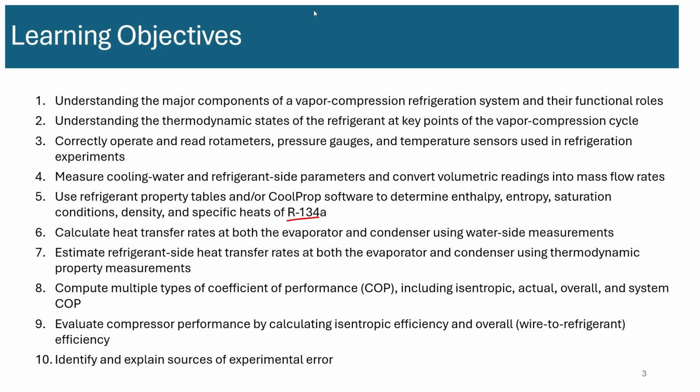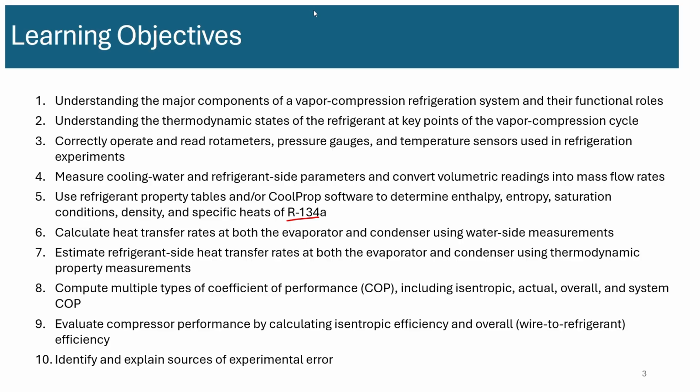Calculate the heat transfer rate at the two heat exchangers, the evaporator and the condenser, on the water side using the water side temperature measurements and the flow rate measurements. Now do the same thing on the refrigerant side for both the heat exchangers using the refrigerant flow rate measurements and the thermodynamic property measurements done at the inlet and outlet of both those heat exchangers.